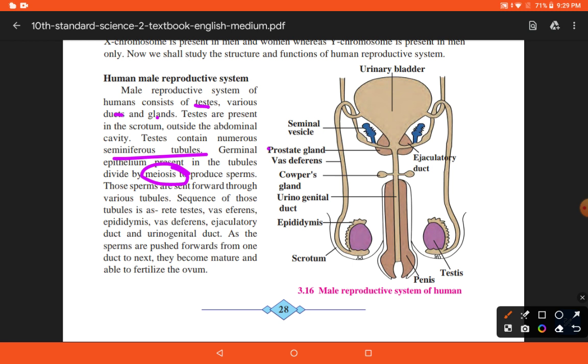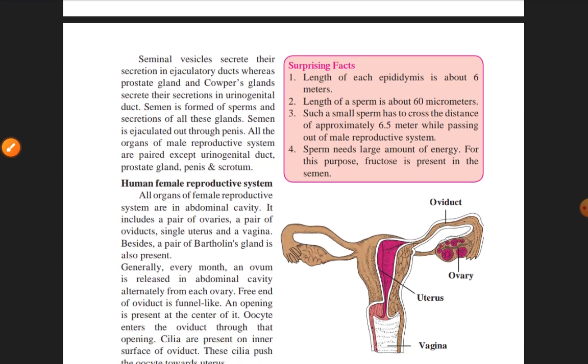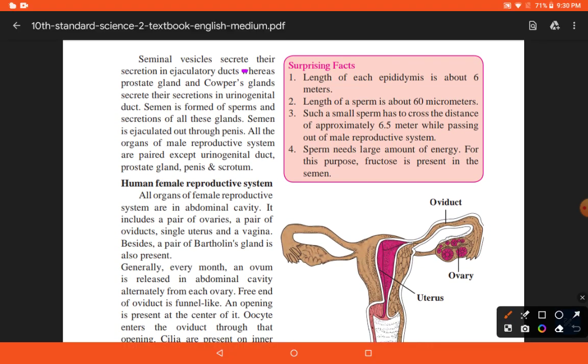The sequence is, first it moves to rete testis, opens into vas efferentia, then epididymis, then the vas deferens, then the ejaculatory duct and the urogenital duct. Now as these sperms move, they become mature, they gain the ability to fertilize the ovum. Now see here, the seminal vesicles secrete their secretions into the ejaculatory duct. The accessory gland will put its secretions in the ejaculatory duct, but the Cowper's gland and the prostate gland will put that in the urogenital duct. Now semen is formed of sperms and secretions. Semen will be ejaculated out of the body through the penis.